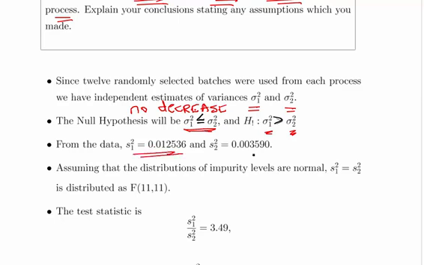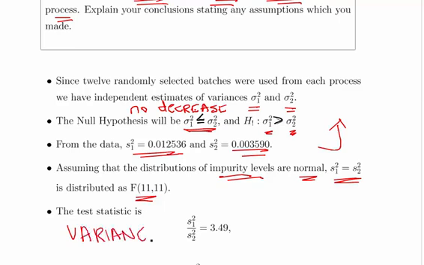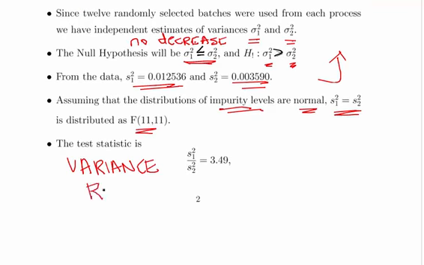So these are our variance terms here, essentially just the square of what we have up there. Now assuming that the distributions of impurity levels are normal, the ratio under the hypothesis sigma 1 squared equals sigma 2 squared is distributed as an F random variable. Essentially what we're getting at here is the variance ratio.